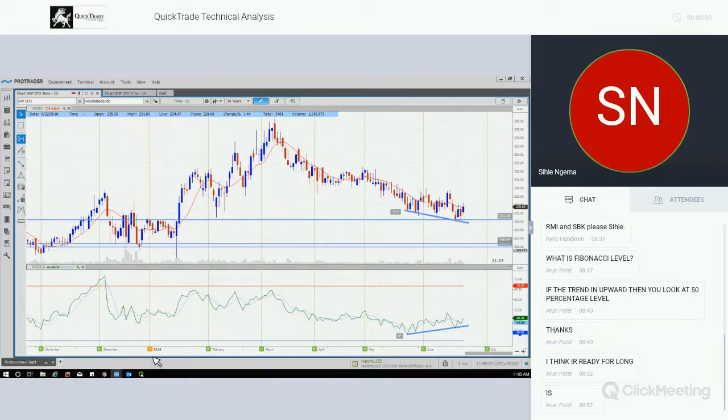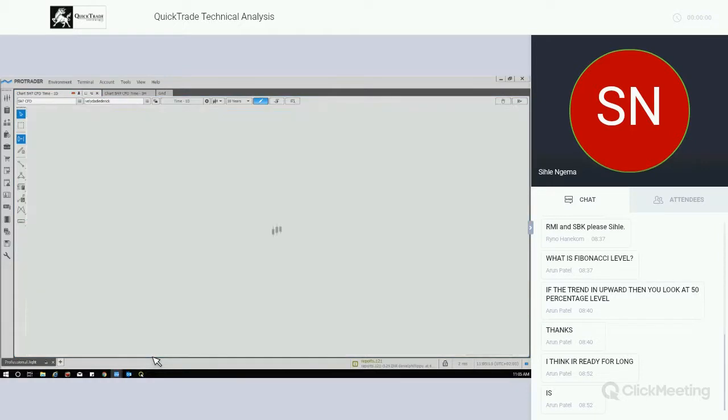Okay, before we look at Euro GBP, GBP USD, RMI, and SBK, I want us to quickly have a look at BAT. We spoke about BAT the other day.